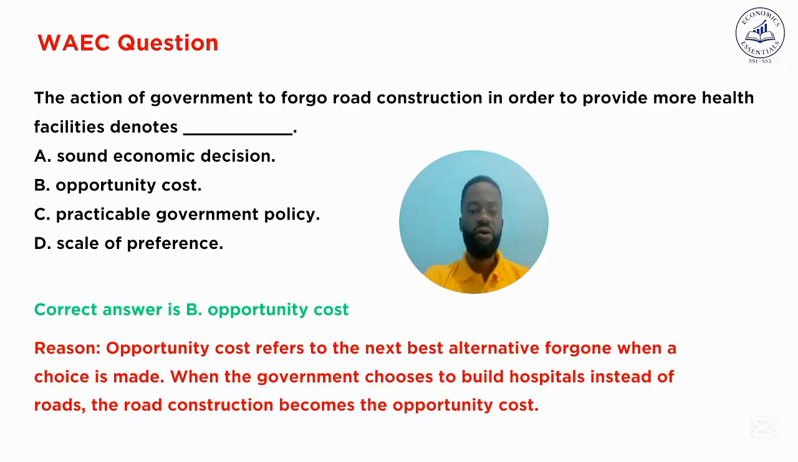Why? Because opportunity cost refers to the next best alternative foregone when a choice is made. When the government chooses to build hospitals instead of road construction, the road construction becomes the opportunity cost. Next question.